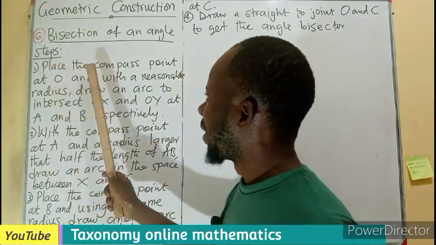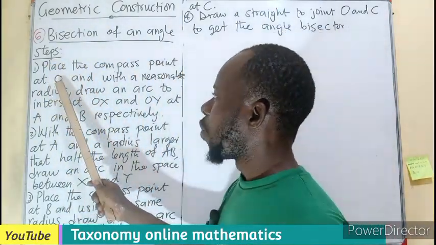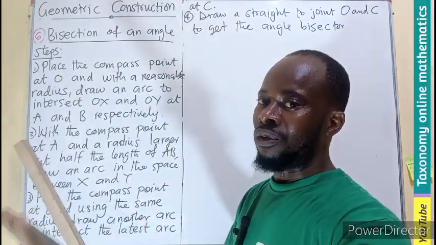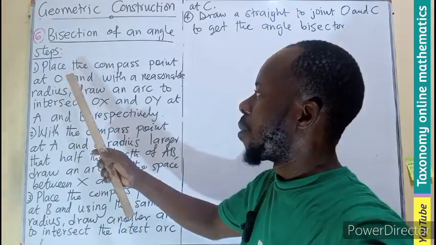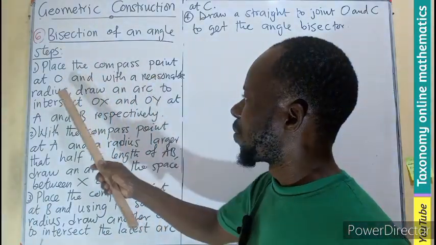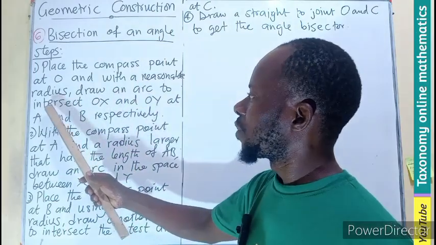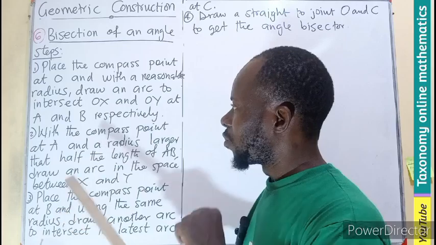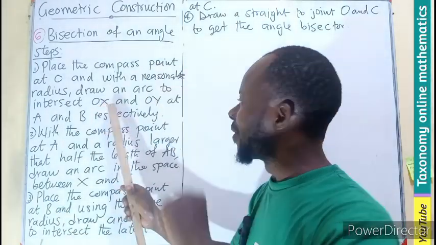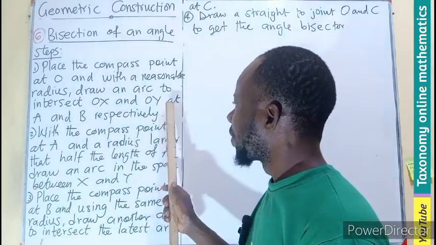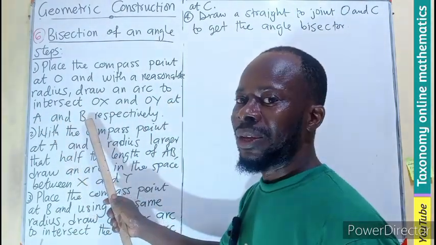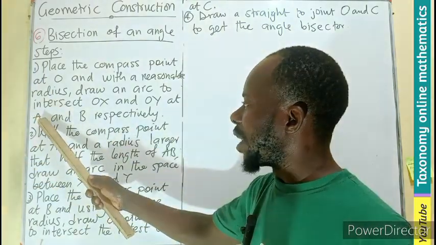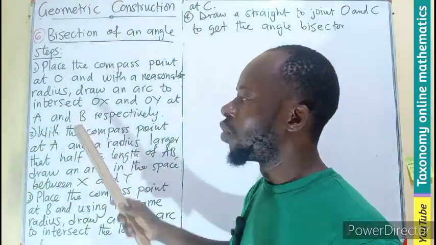So one, place the compass point at O. In this case, the O is the vertex, meaning where the angle is drawn. You place your compass point there, and with a reasonable radius, you draw an arc to intersect the line. We have the terminal line and the initial line. So one of them will be X, so OX, the next will be Y, so OY. At the points A and B, you label your A and B respectively on the two lines.